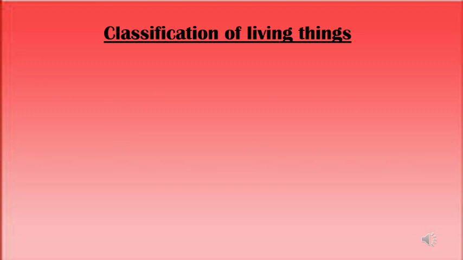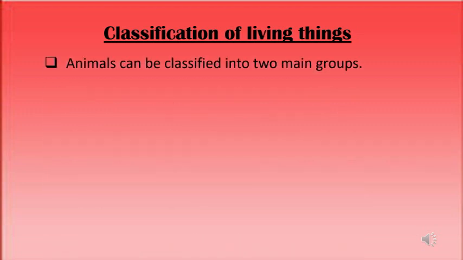Students, do you know that animals are classified into two main groups? Do you know what they are? Vertebrates and invertebrates are the two main groups that animals are classified into. Do you know the differences between vertebrates and invertebrates? Let's see the differences between vertebrates and invertebrates.